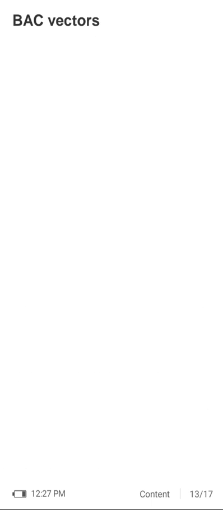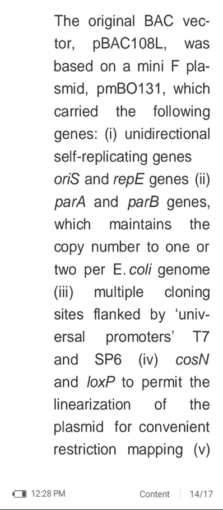Characteristic features of BAC vectors. The original BAC vector, pBAC108L, was based on a mini F plasmid, pMBO131, which carried the following genes: unidirectional self-replicating genes oriS and repE genes, parA and parB genes, which maintain the copy number to 1 or 2 per E. coli genome.